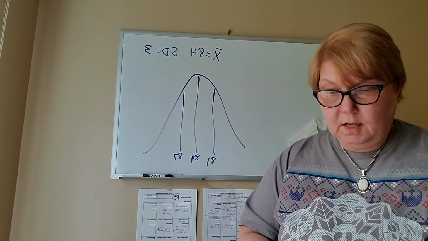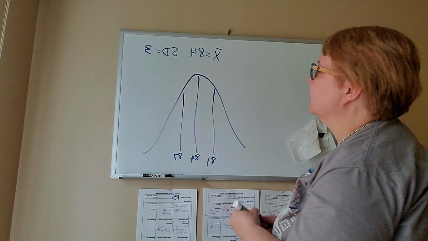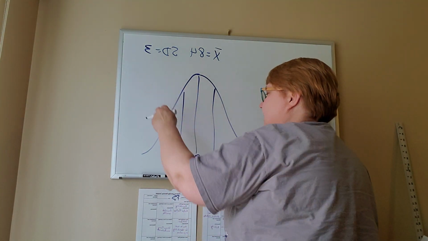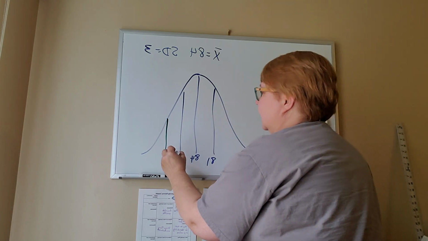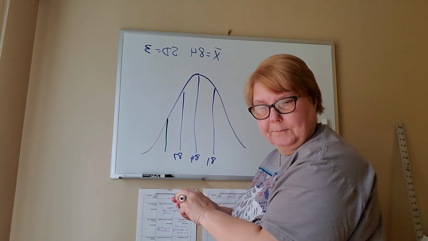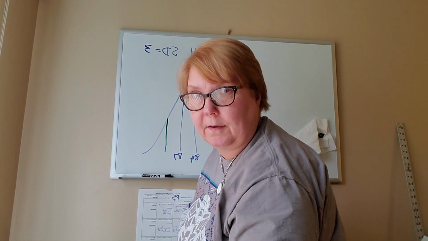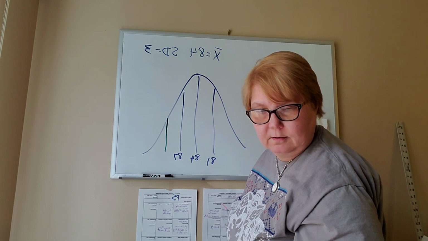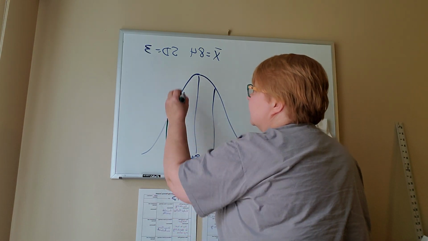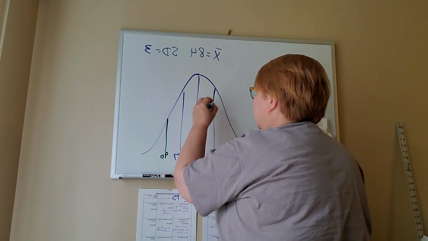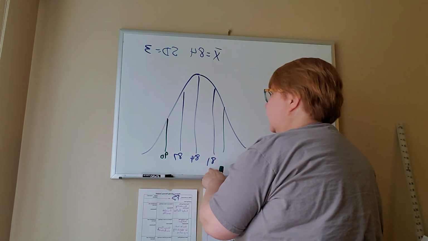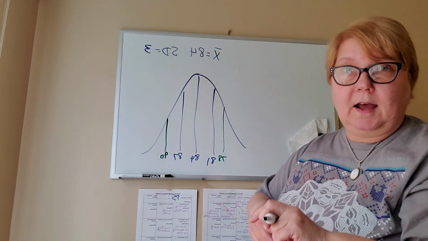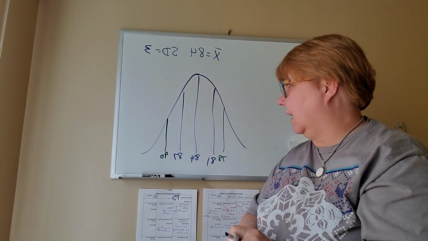Then two standard deviations is going to be 84 plus 3 plus 3, or 84 plus 6, which is 90. Let me double check my math here. Yep, it's 90, although I didn't write it there. So 87 plus 3 is 90, and 81 minus 3 is 78. So again, 95% within 78 to 90.